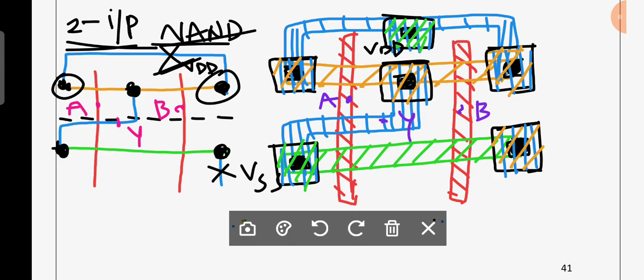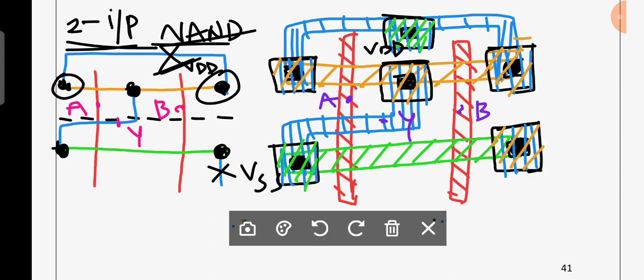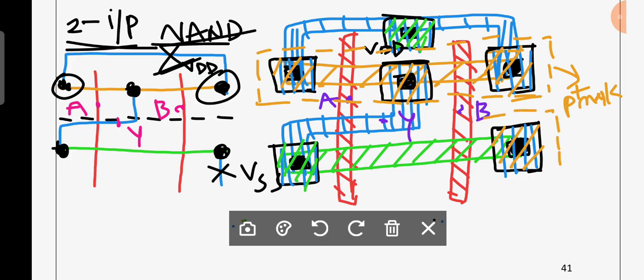And a very important point is, wherever there is a P diffusion, you should use what? P mask. This is P mask. And don't forget, here also you are having a P diffusion, therefore you have to use P mask. And you have to decide which well you have to talk about.